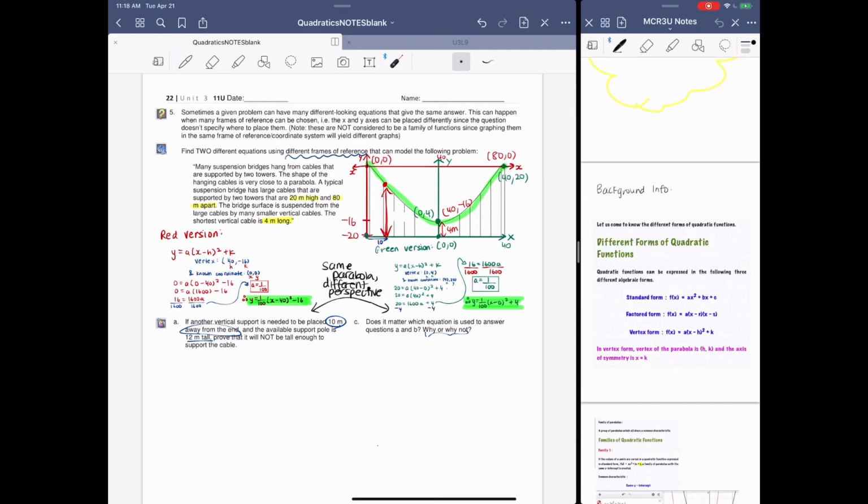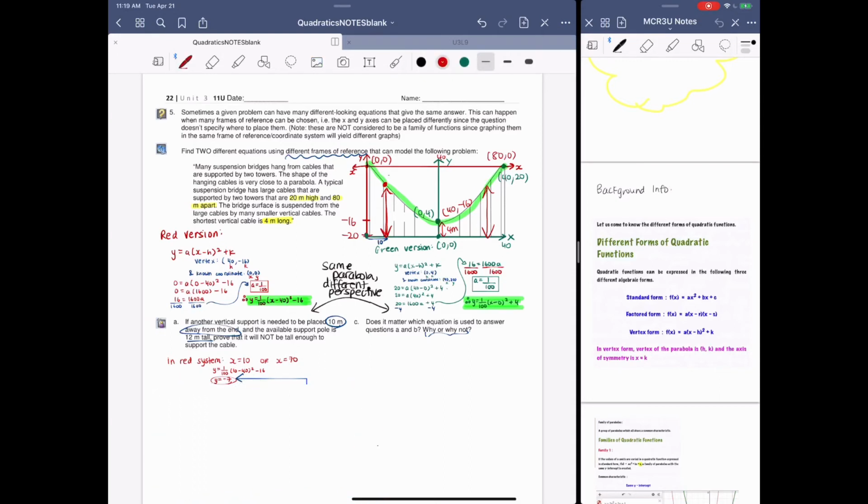For the support over here, if this is 10 meters apart, that means my other x value is 70. So I have an x value of 10 and an x value of 70. And I'm going to plug that in and see what y value I get. So I'm going to plug those values into the equation, and I'm going to be able to simplify this equation to get the y value. I am getting a y value of negative 7.